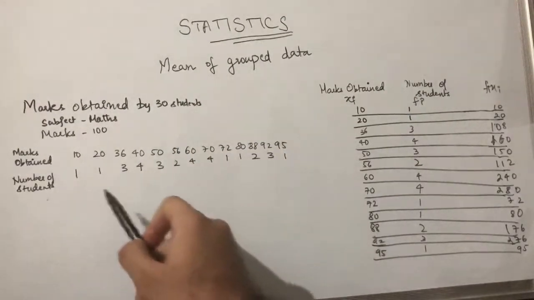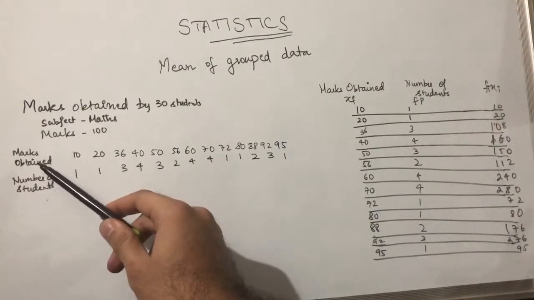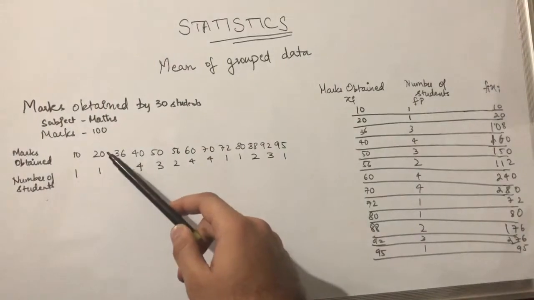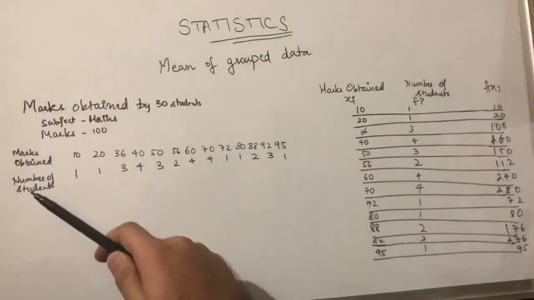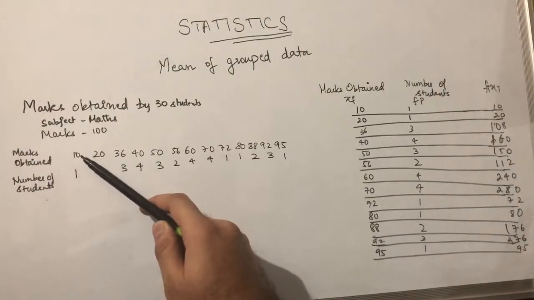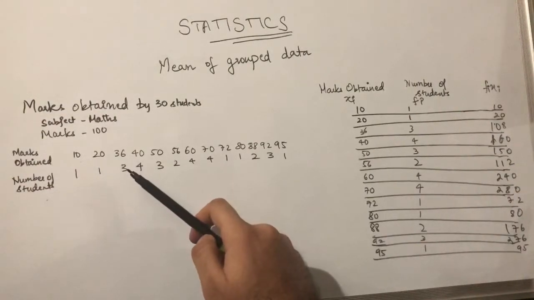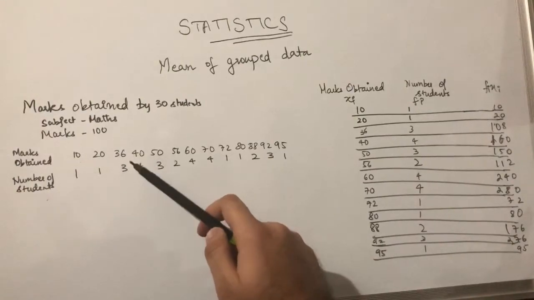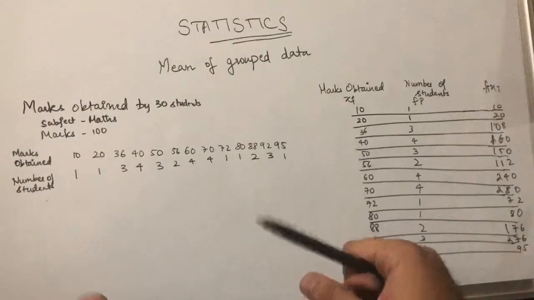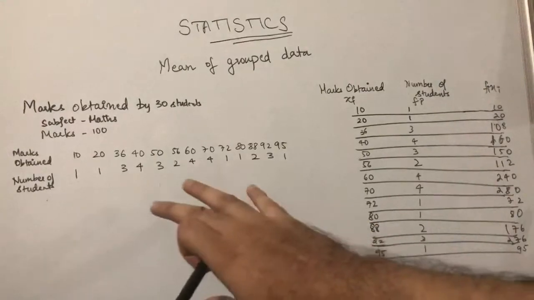This is called the data here, and the first is the marks obtained, which is 10, 20, 36 and so on, and the number of students who got those marks. For example, one student got 10 marks, another student got 20, and 3 of the students got 36, 4 got 40 and so on.